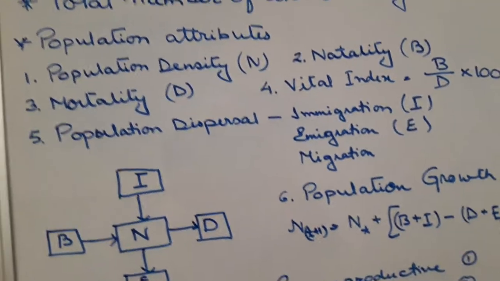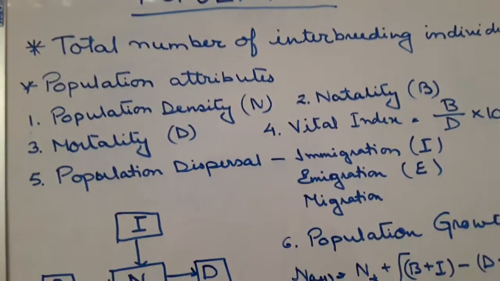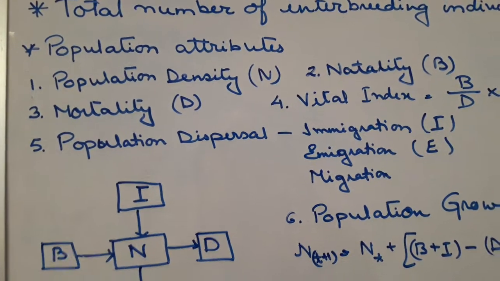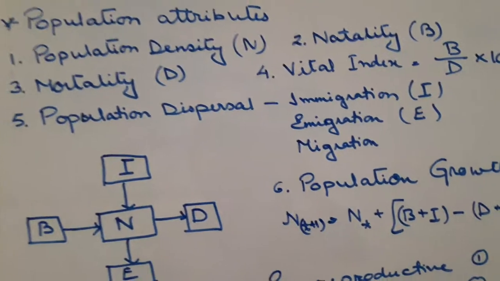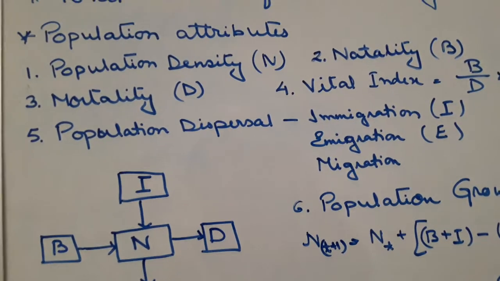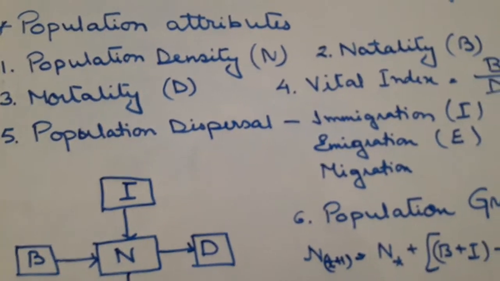Now population attributes, which are a very important part of population. The first is the population density. Population density means the total number of individuals that are present in a population in a particular area at a particular time. That is known as the population density.